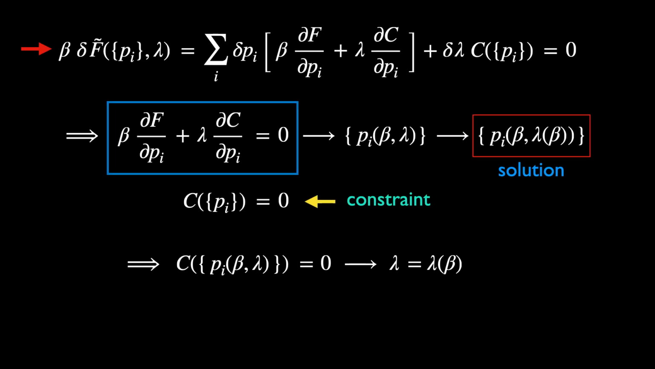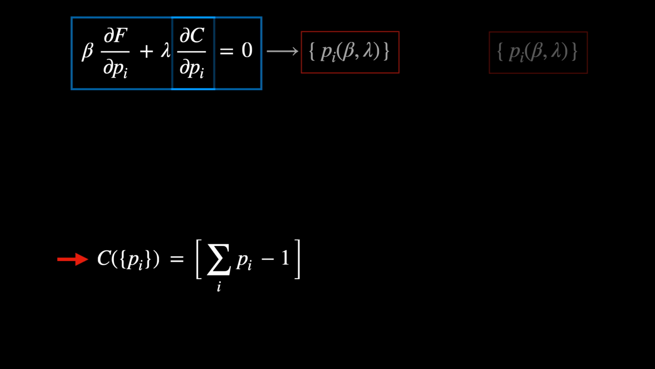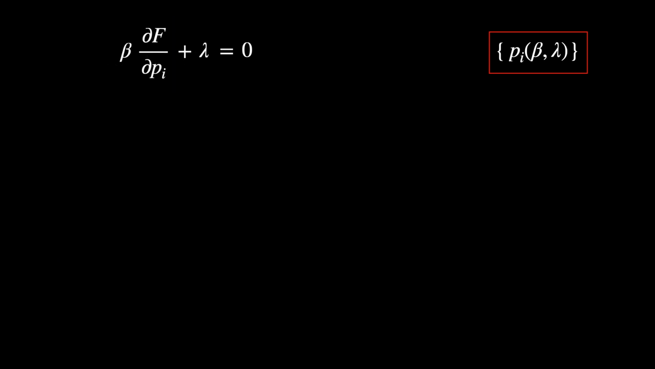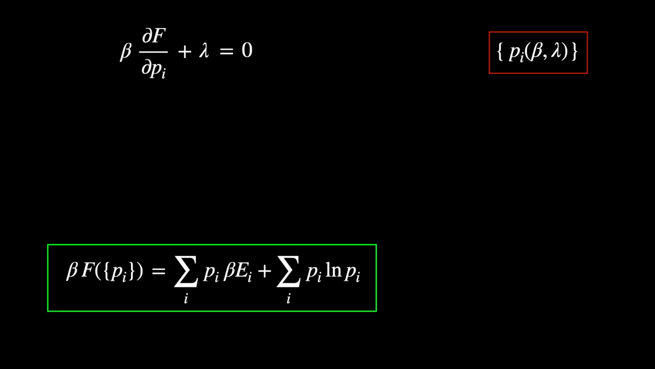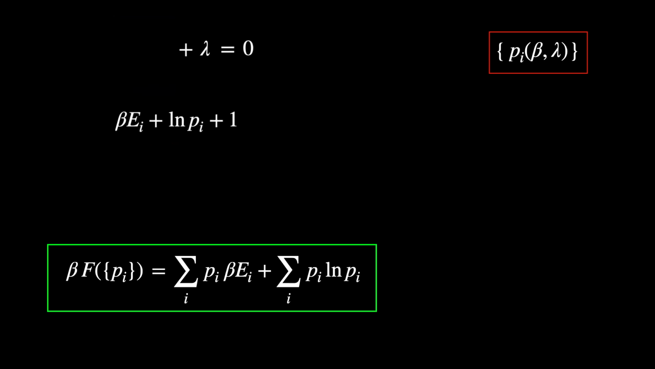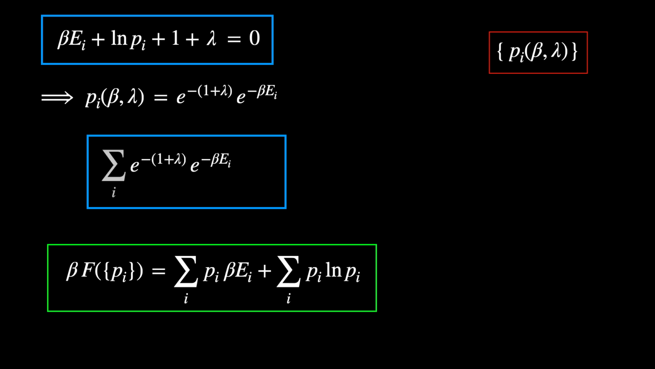Let's solve this equation with the explicit expressions of f and c. C is given by, and the derivative with respect to pi is just 1. And from our general expression for free energy, this term evaluates to, solving this for pi, we have, and summing over i to impose the normalization constraint.